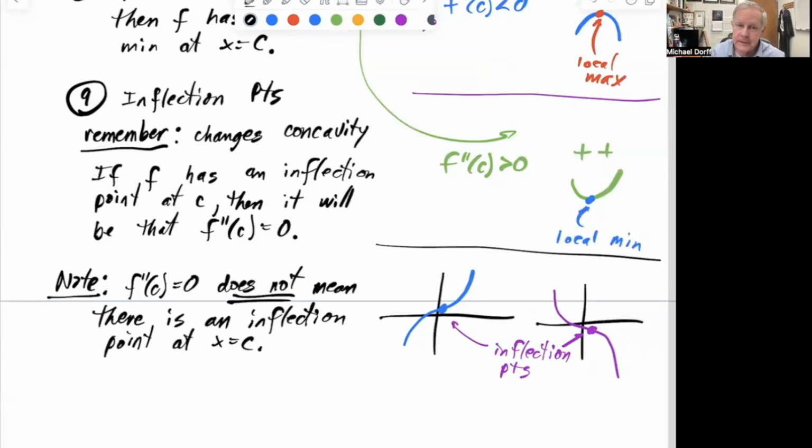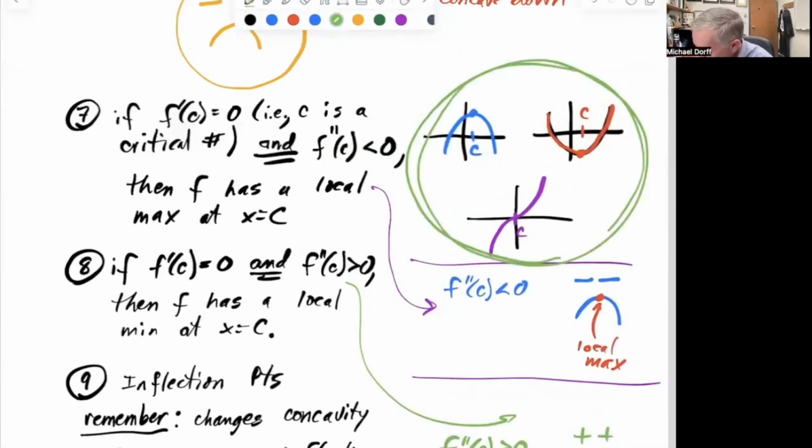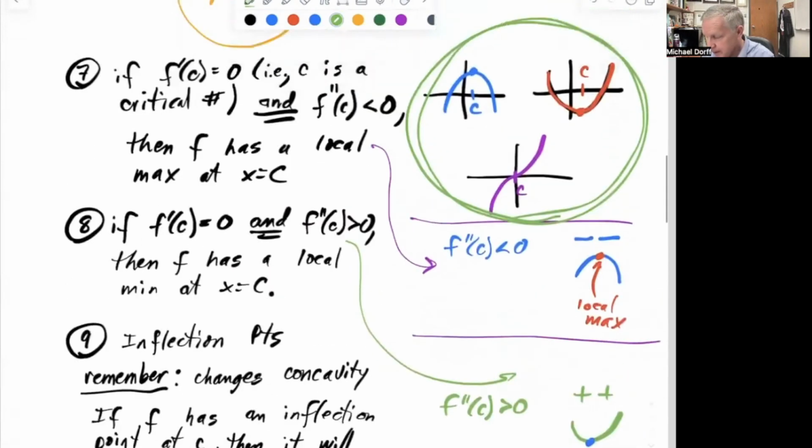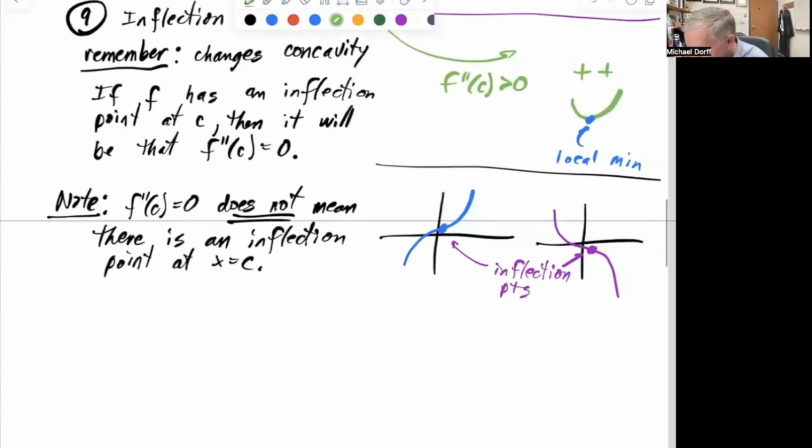If the first derivative at c equals 0, it doesn't mean that we have a max or min. Go back to the example here. Here's where we have the first derivative at c equals 0. We could have a local max, a local min, or we could have an inflection point. The first derivative equaling 0 does not give us enough information. The second derivative equaling 0 does not give us enough information to know whether it's an inflection point. But if I have an inflection point, then the second derivative at that point does equal 0.